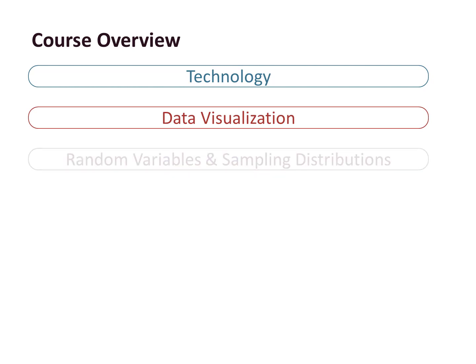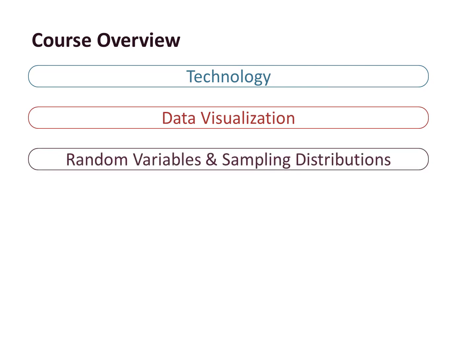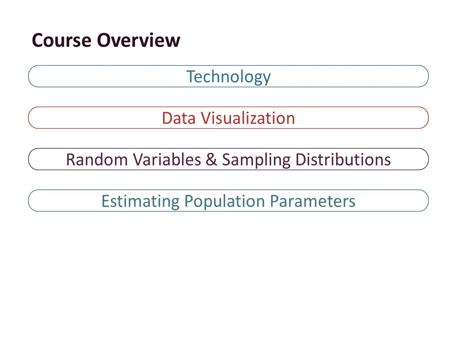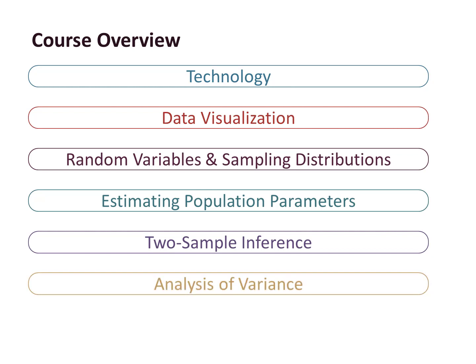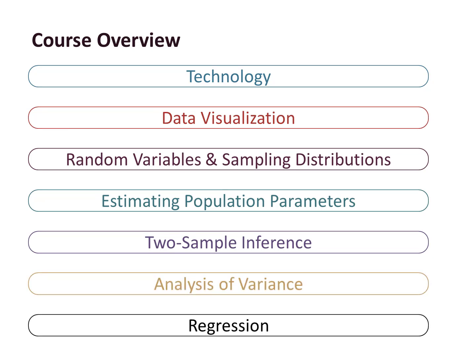From there, we'll discuss random variables and sampling distributions before diving into what is generally considered one of the main goals of statistics, estimating population parameters. We'll discuss two-sample inference and a couple of other useful topics, analysis of variance and regression. By the end of the course, I hope that you will have working knowledge in these techniques and will be able to apply them in your fields of study.